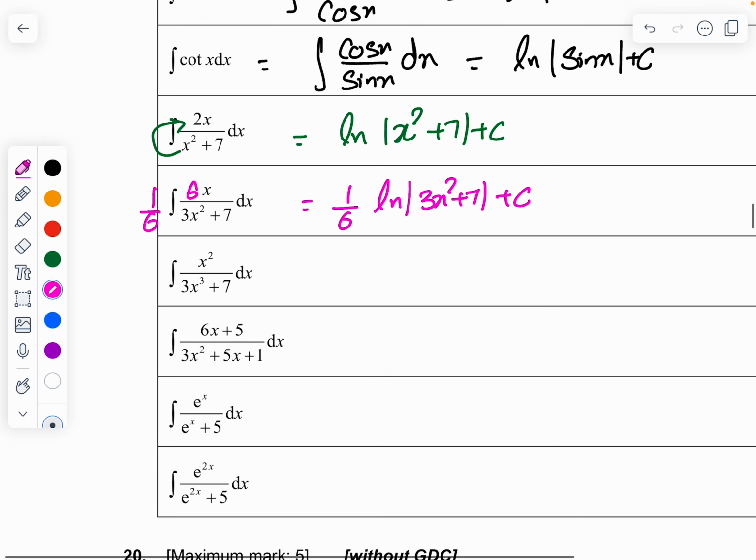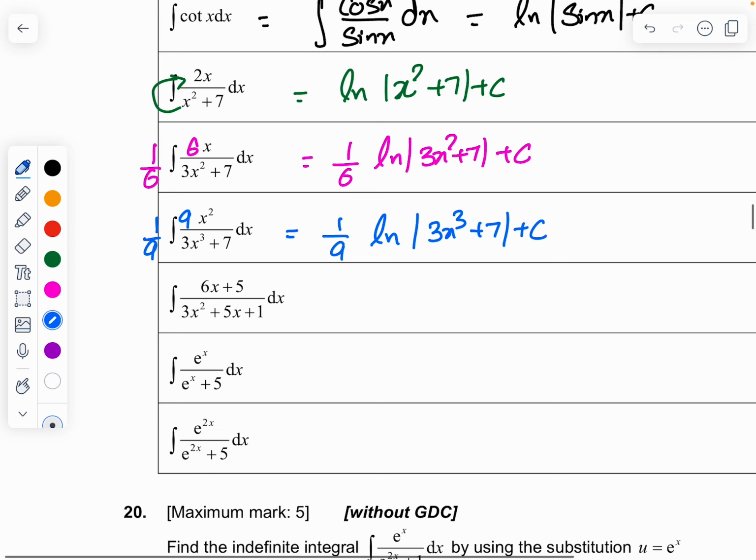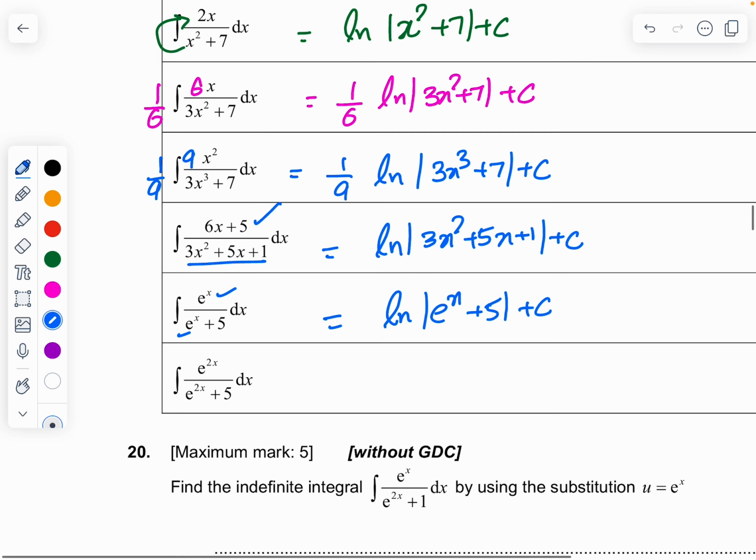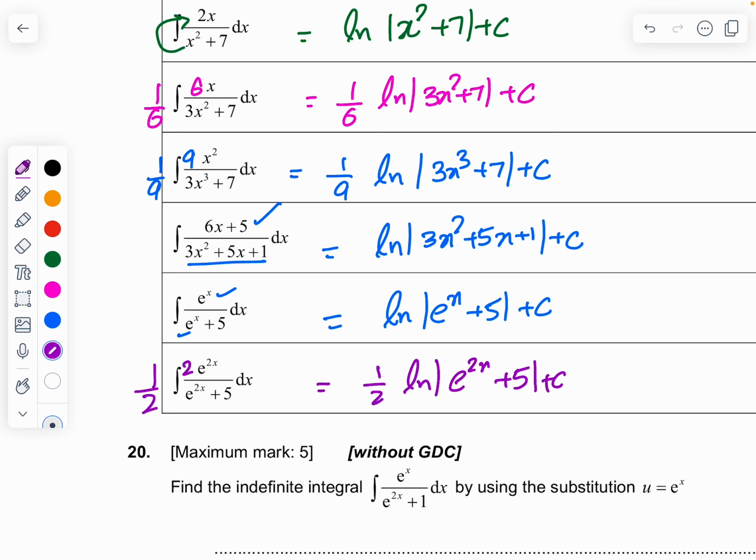3x cube derivative is 9x square. 9 is missing, so I multiply and divide by 9. 1 upon 9 ln of 3x cube plus 7. 3x square plus 5x plus 1 derivative is 6x plus 5. So everything is present, so no need to multiply and divide by anything. This is going to be the answer. E power x derivative is e power x only. So it's going to be ln of e power x plus 5 plus c. E power 2x derivative is 2 e power 2x. So 2 is missing. So 1 upon 2 ln of e power 2x plus 5 plus c.